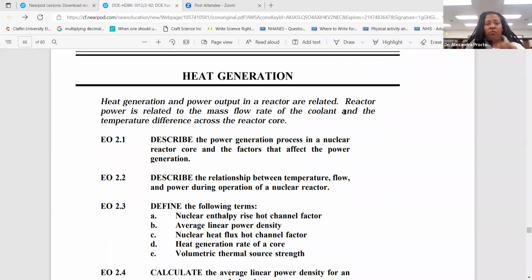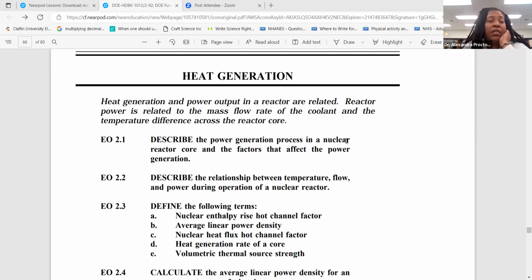So we talked about the different methods of heat transfer. Now we're going to talk about heat generation and power input in a reactor. They're related. The reactor power is related to the mass flow rate of the coolant and the temperature difference across the reactor core.